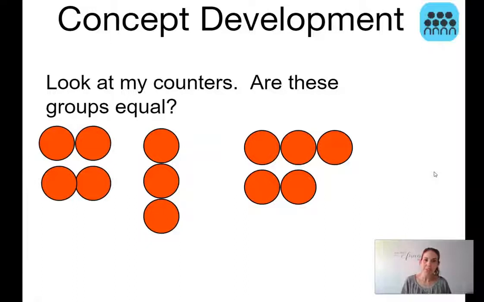Now look at my counters. Are these groups equal? Do they have the same number in each group? Let's look. We have 1, 2, 3, 4 in one group. We have 1, 2, 3. Well, that's not the same as 4. And we have 1, 2, 3, 4, 5 in another group. These groups are unequal. They do not have the same number in each group.